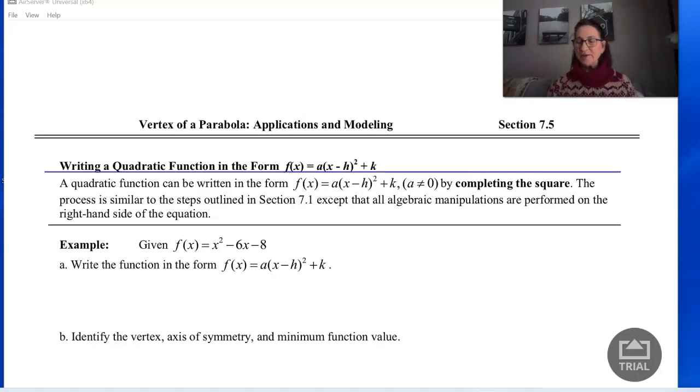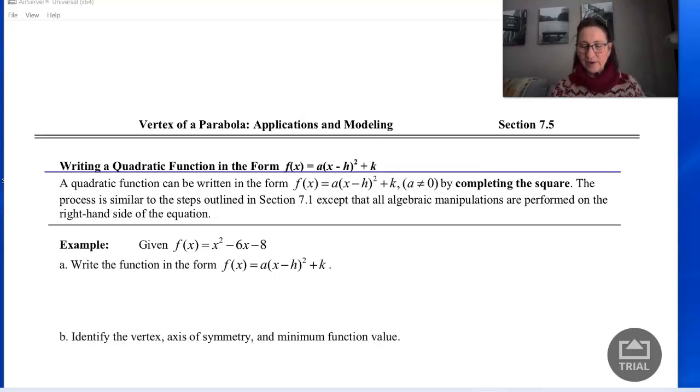So we are going to focus on section 7.5, which is all about the vertex of a parabola. At the end, we're going to look at applications of the vertex, and let's go from there. So in the last section, we really introduced the vertex form of a quadratic.